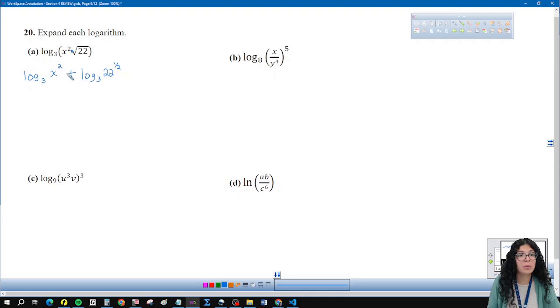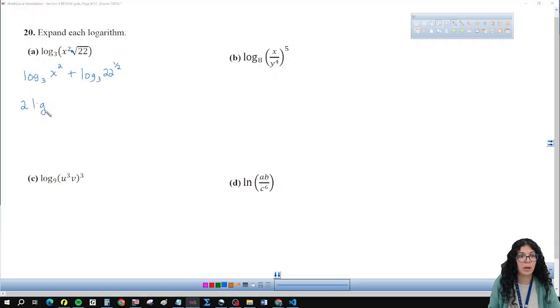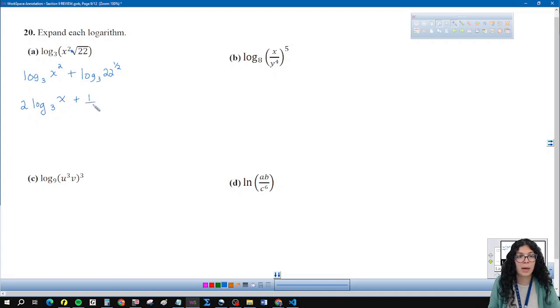Next, I'm going to use the power rule and bring that power and expand that out in front. So my final answer is 2 times log base 3 x plus 1/2 log base 3, 22. And I could write it as 1/2 times log base 3, 22, or I could have written the log base 3, 22 divided by 2. It's, of course, the same.